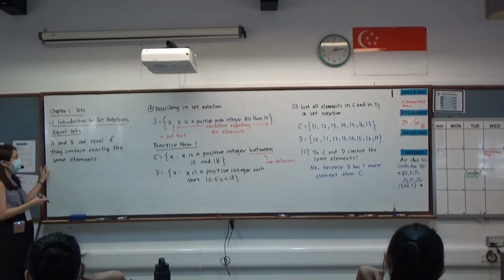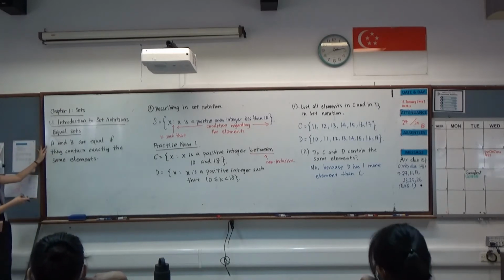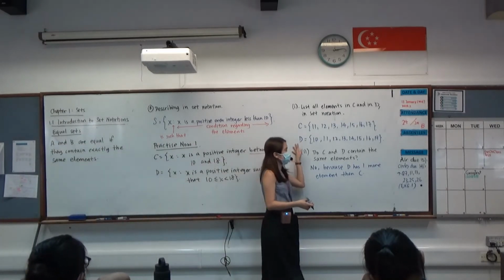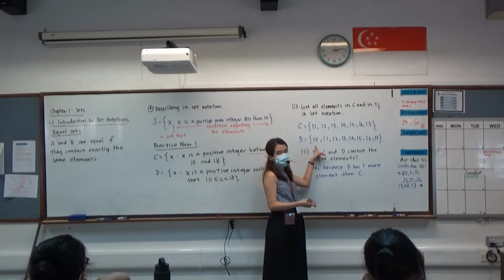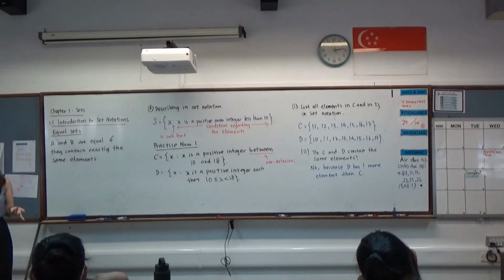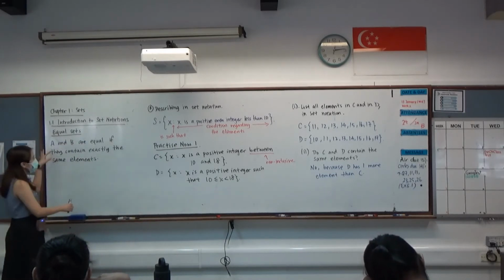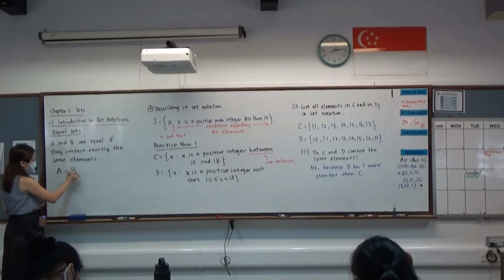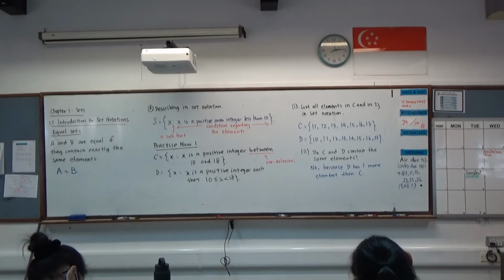Okay, so equal sets. Sets are only equal if they contain exactly the same elements. So if you go back to the earlier question, they are not equal sets because we have an extra element 10. Because they contain exactly the same elements, it is also natural that the number of elements will have to be the same. And to describe equal sets, we can say that A is equal to B.